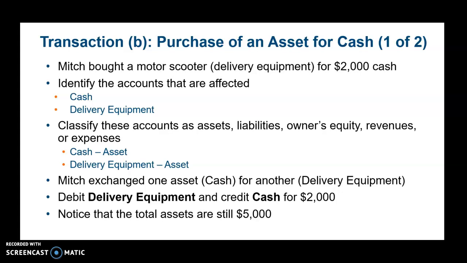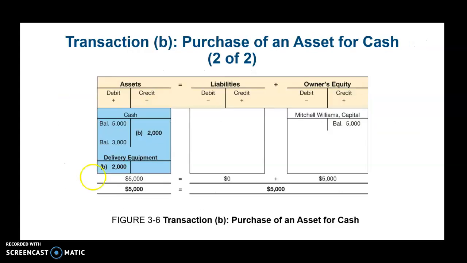We know that delivery equipment is also an asset, but we know we're increasing it because now we have $2,000 more dollars. We have a motor scooter for $2,000. We have more equipment, more assets. So that's what we're going to increase it. And if you'll notice that we talk about cash, where it has a beginning balance of $5,000. We take $2,000 away, so now it has a balance of $3,000. Delivery equipment under assets has a debit of $2,000, so you're still at $5,000.